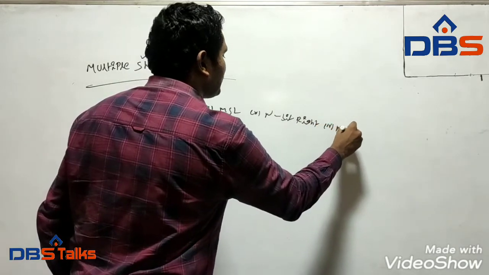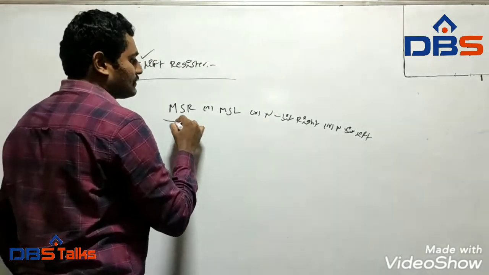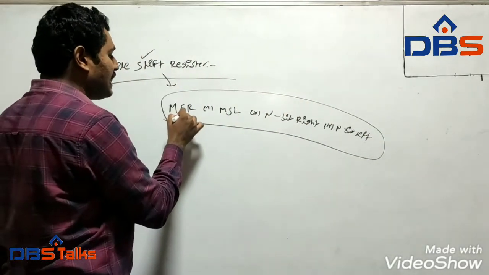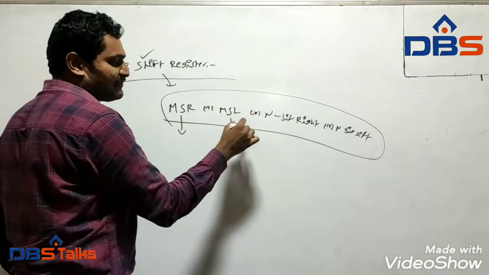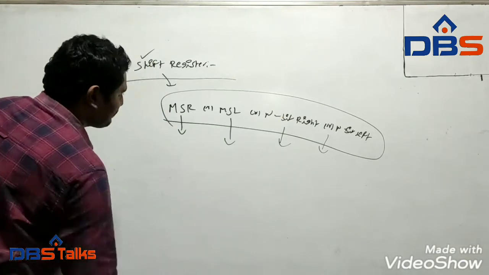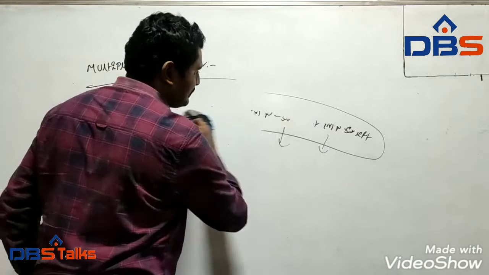or n bit left. So these are the considerations we have to take in the multiple shift register function. So MSR, that is the multiple shift right, multiple shift left, n bit right and n bit left. Here I am taking one diagrammatic representation to explain this multiple shift register function.